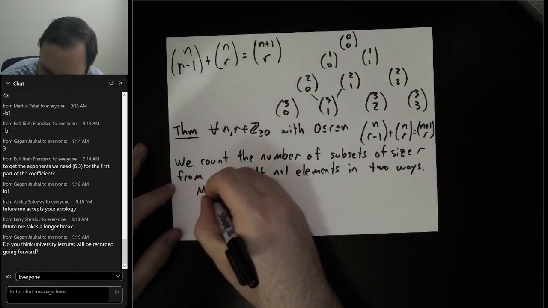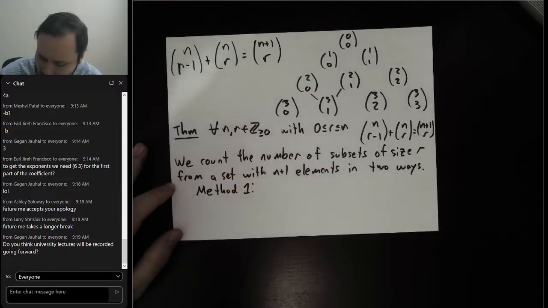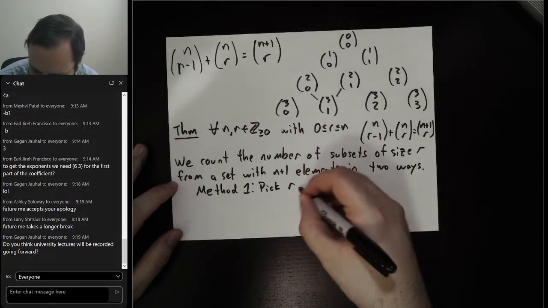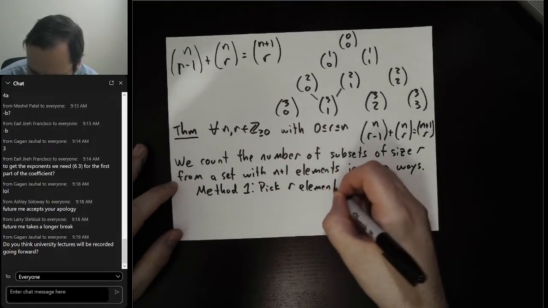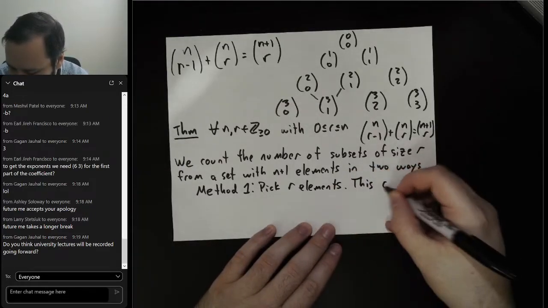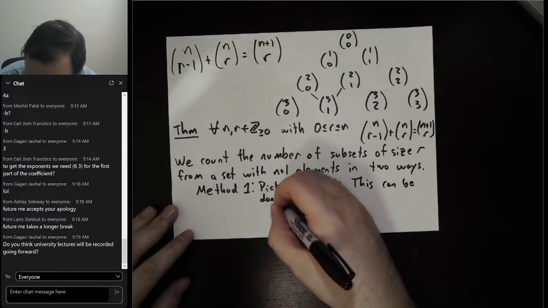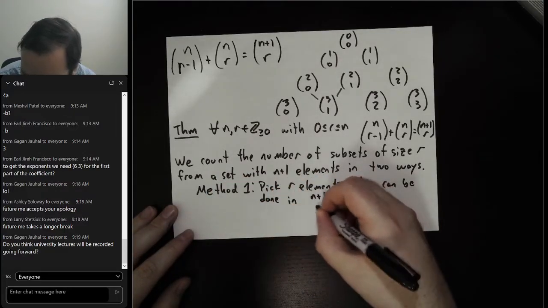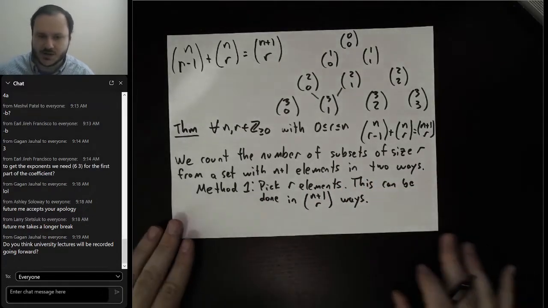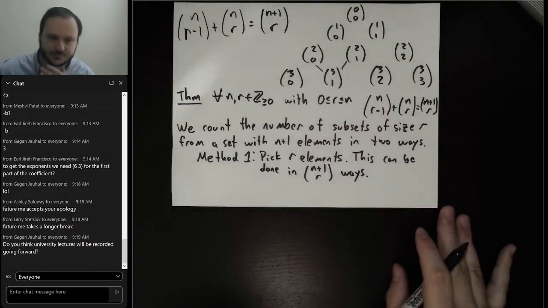So method 1, just pick your r elements. This can be done in n plus 1 choose r ways. So this one, nothing fancy going on. We're just picking our elements.